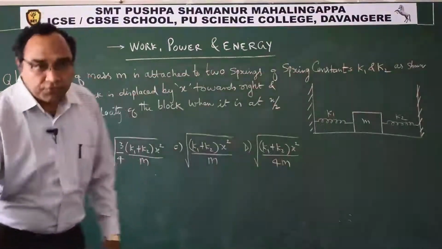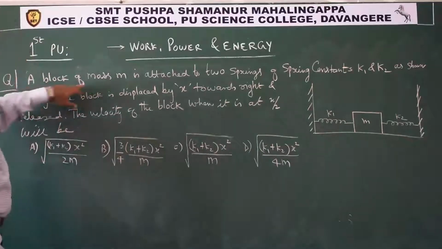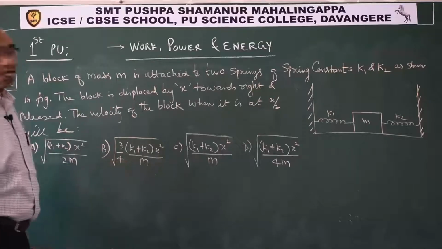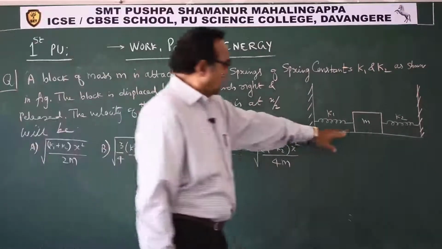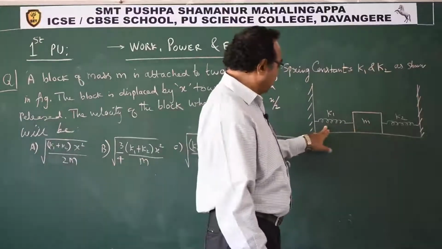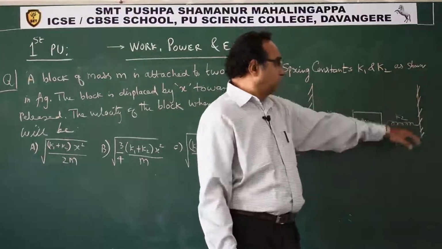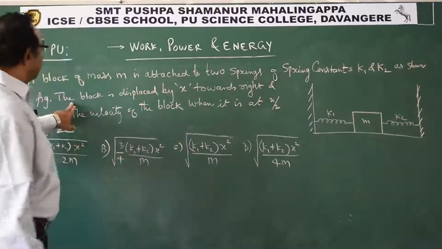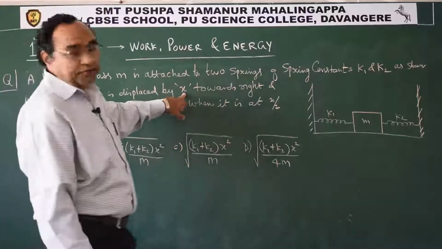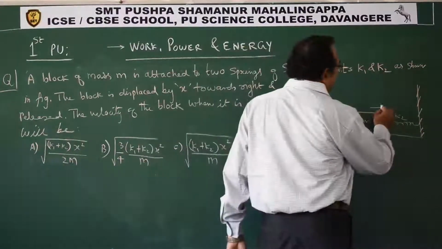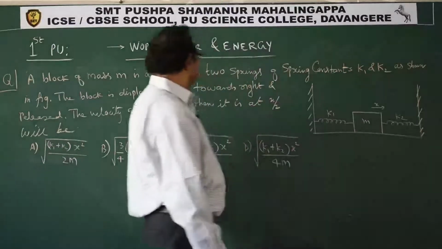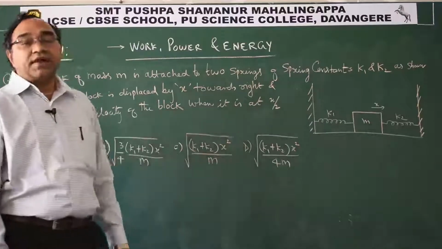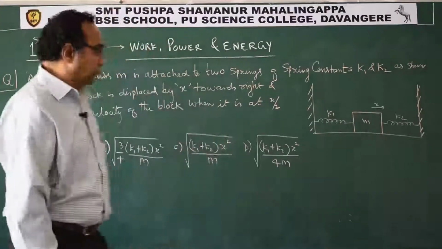Well students, the next question is like this. A block of mass m is attached to two springs of spring constants K1 and K2 as shown in the figure. This is a block of mass m. K1 is attached to this wall and K2 is attached to this wall. It is placed on a smooth, frictionless surface. The block is displaced by x towards right and released. The velocity of the block when it is at x/2, this is the question.